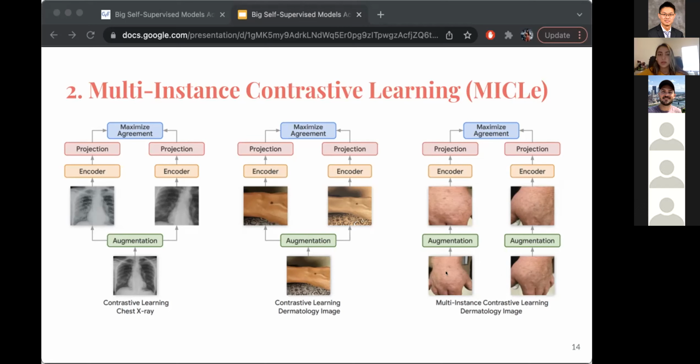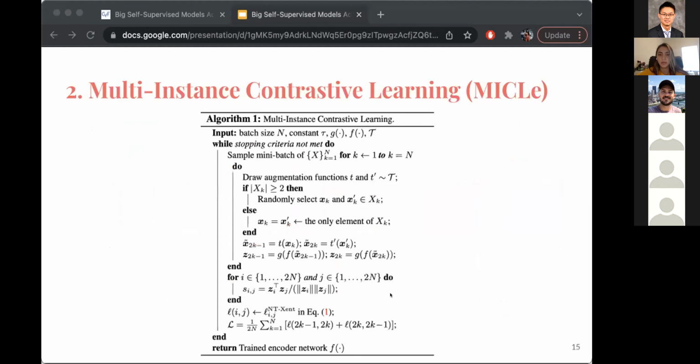So what we're doing here is we are getting two crops from the images of the same patient, and then we are trying to maximize the agreement between these images. It is similar to the first one, but the thing is we are using different images rather than different augmentations of the same image.